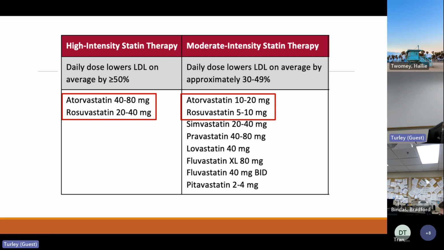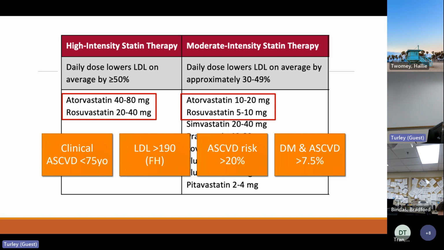So if the highest dose of Lipitor is 80 and the highest dose of Crestor is 40, what's half that? Those are the other two, right? So for our patients that have had events, or were worried they're going to have an event, or our patients with LDL above 190, our patients in a very high-risk category, like that 20% category on your chart, or our diabetics that are also in that intermediate risk category, but they have diabetes, those are the ones we want on a high intensity statin.